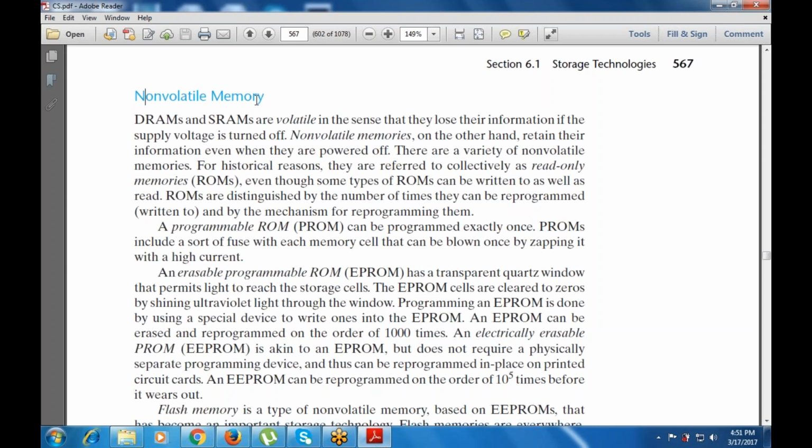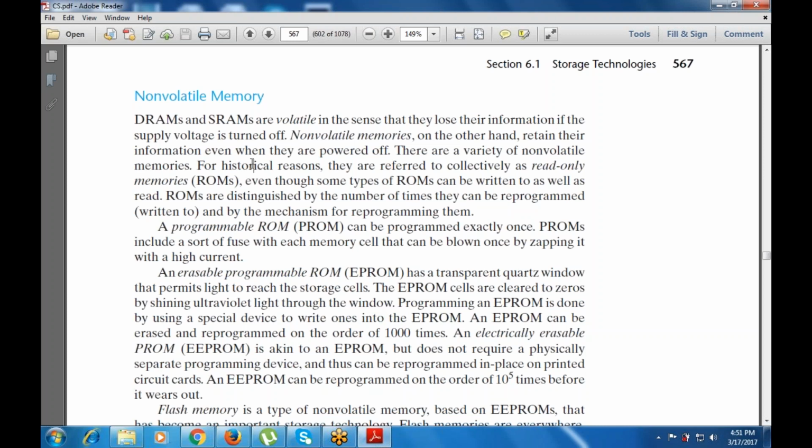The non-volatile memory, that content will not be lost. So DRAM and SRAM are volatile in the sense that they lose their information if the supply voltage is turned off. Non-volatile memories, on the other hand, retain their information when their power is off. That means the same. Read-only memory, ROM, is non-volatile in nature and RAM is volatile in nature. That means data remains constant when the power is on and the data is lost when the power has gone. RAM is volatile, ROM is non-volatile.